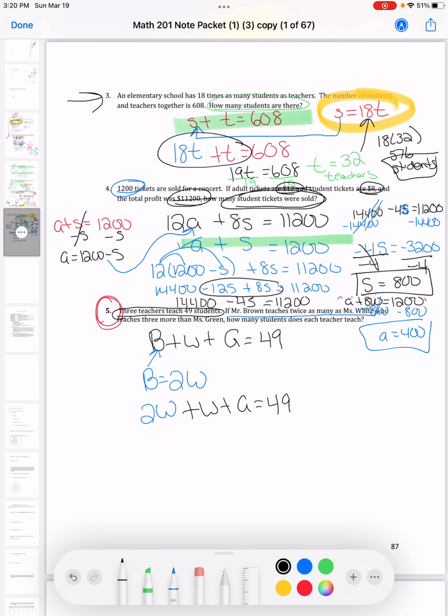Now, I know I have to keep going because there's still 2 letters, 2 variables, 2 different unknowns in this problem. I'm not going to be able to solve and get an answer until I have 1 variable.